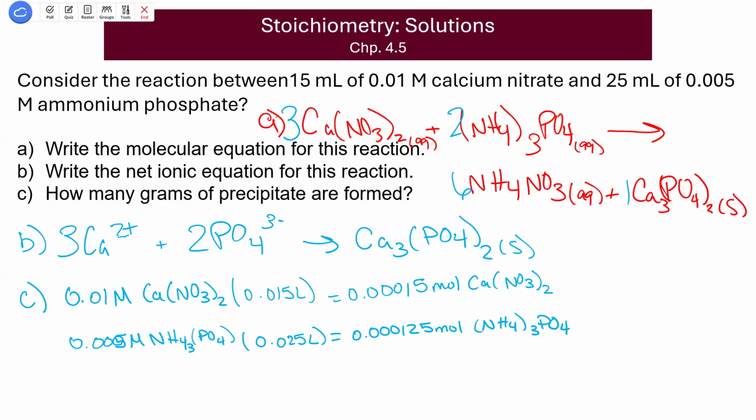Okay. Once we are in moles, how do we find our limiting reactant? What's the shortcut we learned? We need to divide by our coefficient. So we're going to divide calcium nitrate by what? 3, and divide our ammonium phosphate by 2. Which one's our limiting reactant? Calcium nitrate is our limiting reactant.